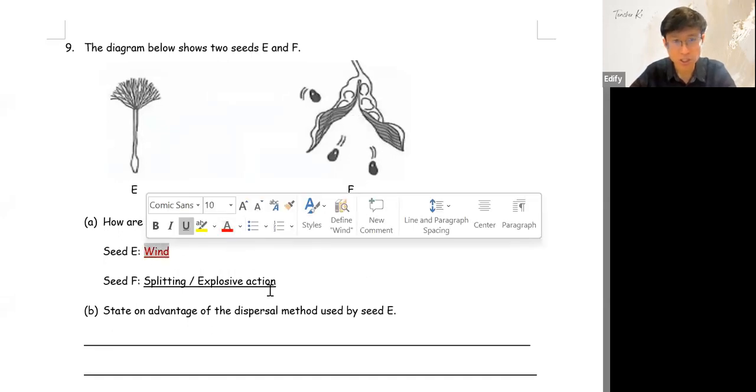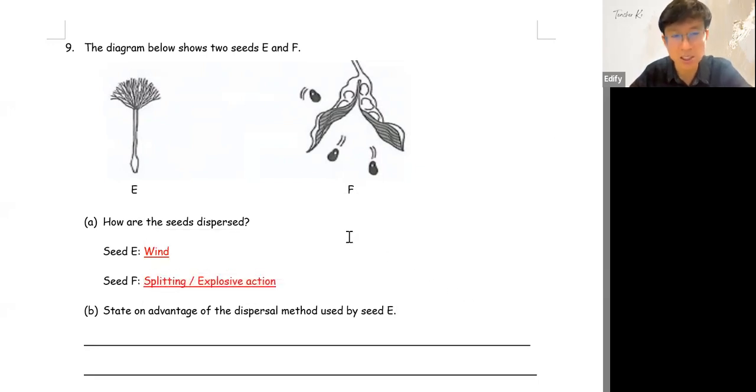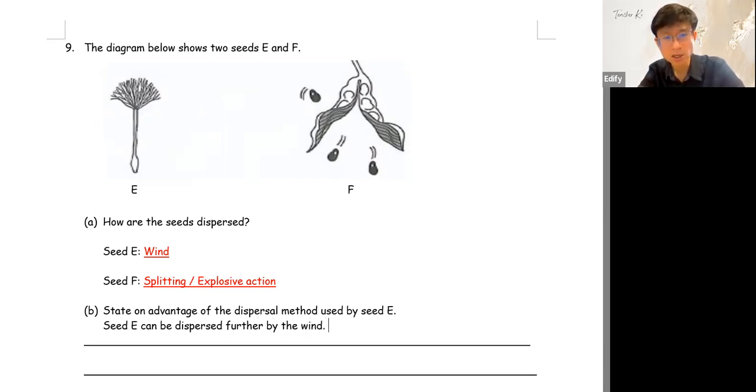Okay, so state an advantage of the dispersal method used by E. E is dispersed by wind. And how is dispersal by wind an advantage? It is an advantage because the seeds of E can be dispersed further by the wind. And so how is this an advantage? Why do you want to be dispersed so far away?